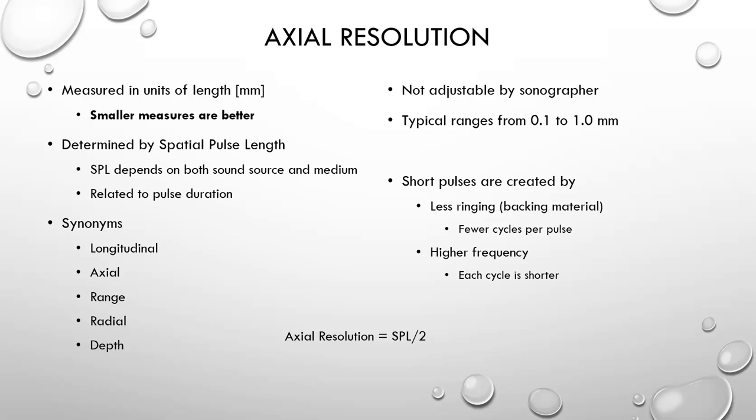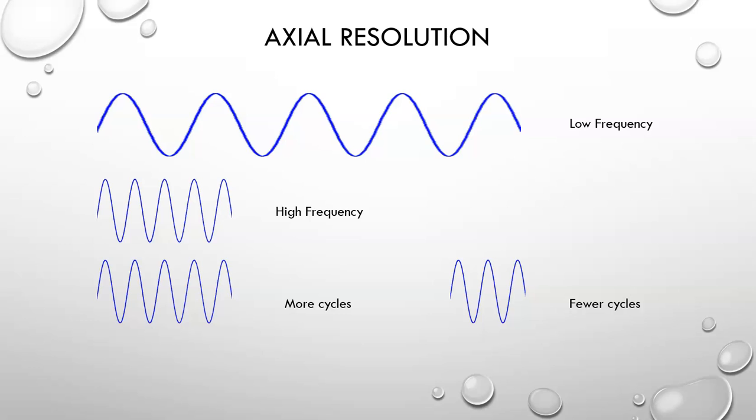Axial resolution is improved by creating short pulses or less ringing when we fire off our crystals. And to do that, of course, we need the backing material. Also, axial resolution is improved by using higher frequency, because each cycle is shorter, and therefore we can have a smaller spatial pulse length. So, different ways of creating better axial resolution.